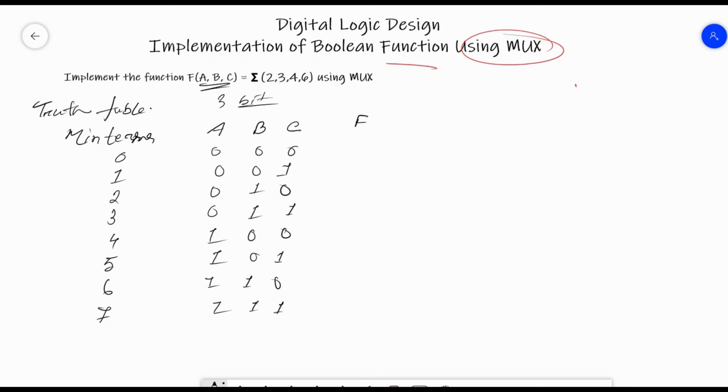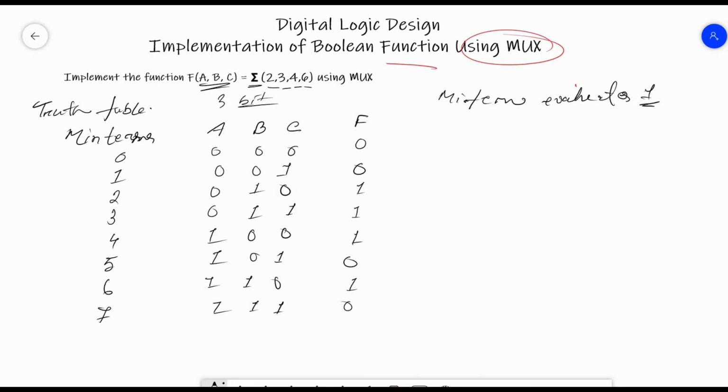Alright, so we are given that for 2, 3, 4 and 6 the min term value will be 1, because we can see that the summation is given, and as we told before, the min term always evaluates to 1. So for 2 it will be 1, for 3 it will be 1, for 4 it will be 1, and for 6 it will be 1, and the rest of the positions will be filled with 0. Alright, so now is the fun part.